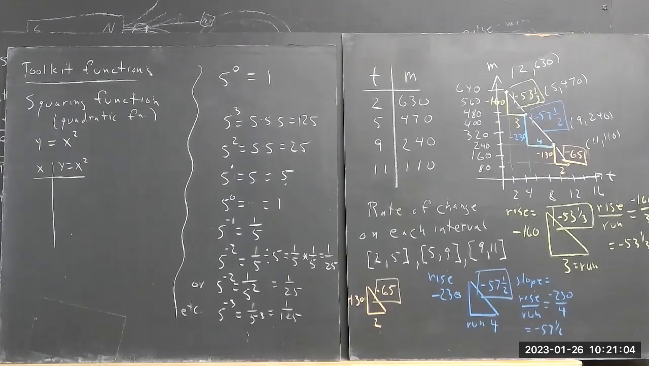Okay. We've got toolkit functions. The toolkit squared function, or quadratic function, y equals x squared. We can easily make a table of y equals x squared versus x, and we can make a graph. Very easy.